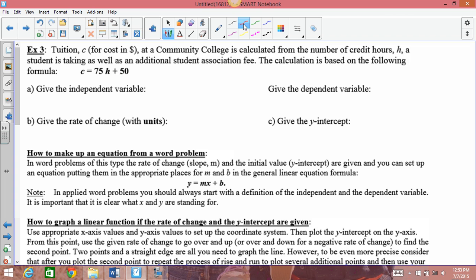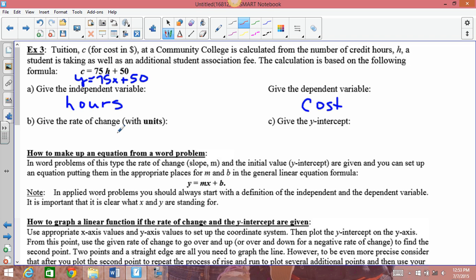And what I had said on the previous page is, well, this is basically in y equals mx plus b format, it's just using different letters. That then tells me that x is h, my hours, so my hours are my independent variable, y is my c, and that's my cost. And now if you think about it, your cost is dependent upon the number of hours that you take.